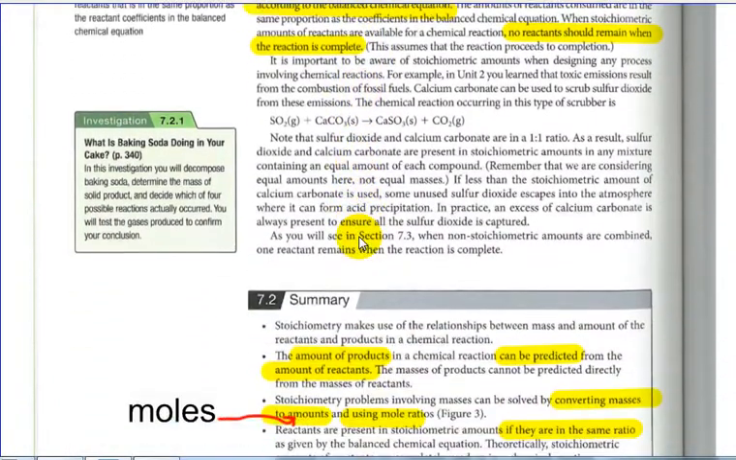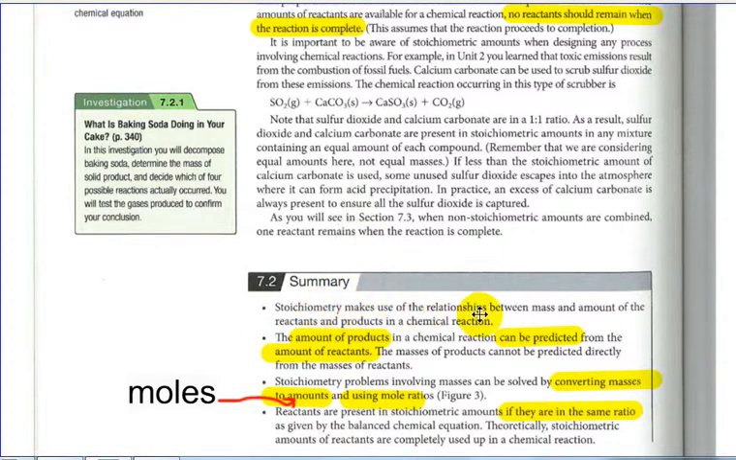Okay? So in summary, stoichiometry makes use of the relationship between mass and the amounts of reactants and products in a chemical reaction. The amount of products in a chemical reaction can be predicted from the amounts of reactants that you have. The masses cannot be predicted from the masses, though. It has to be the moles.